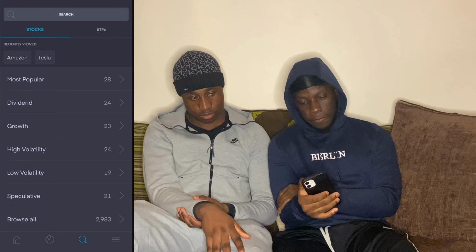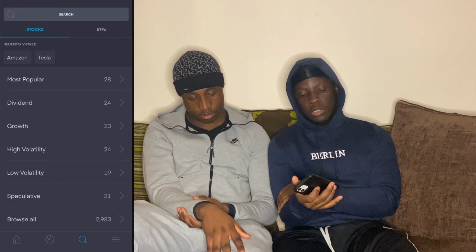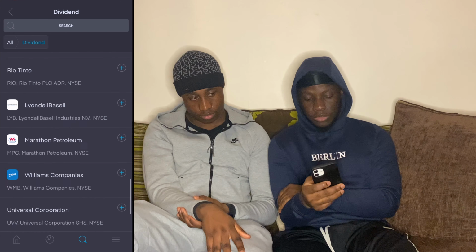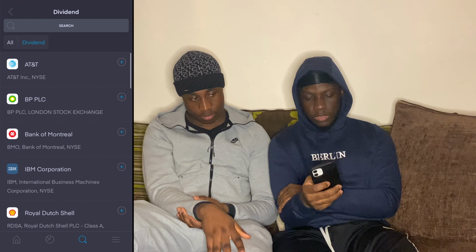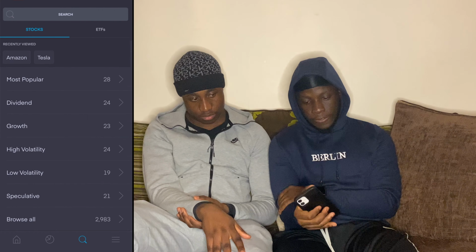Search. This is where you search for whatever stocks you want. You also have the dividend options here. It gives you some stocks. These aren't all the dividend stocks in the platform, but these are some of the good ones. Every single one here I recognize because I've done research on them already.